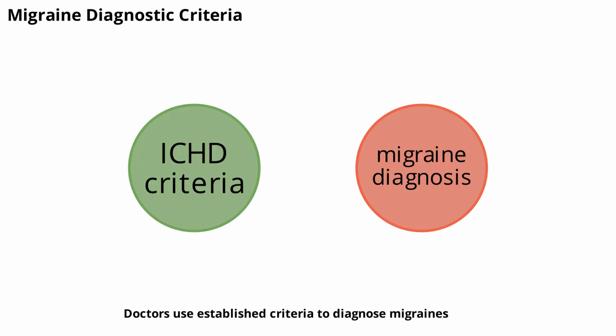Doctors use established criteria to diagnose migraines, most commonly the International Classification of Headache Disorders, ICHD. According to these guidelines, migraines are characterized by recurrent headaches lasting for 72 hours, with at least two of the following: unilateral location, pulsating quality, moderate or severe pain, and aggravation by routine activity. Additionally, at least one symptom, such as nausea, vomiting, or sensitivity to light and sound, must be present.